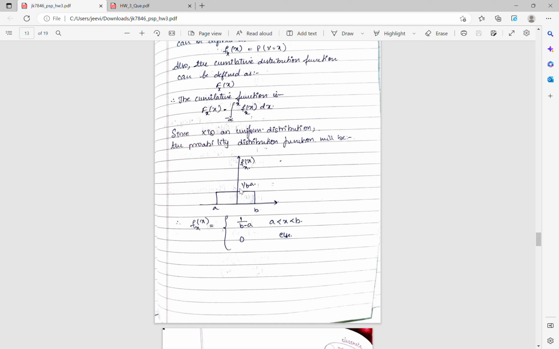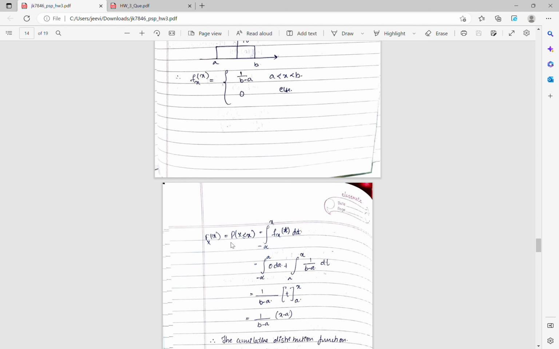Now the height of this graph will be 1 by (b minus a) over the function f_X(x), which is the probability density function, and this is the x-axis. Therefore, we can define the probability density function as equal to 1 by (b minus a) if the value of x is between a and b. Otherwise, the probability density function's value will be equal to 0.